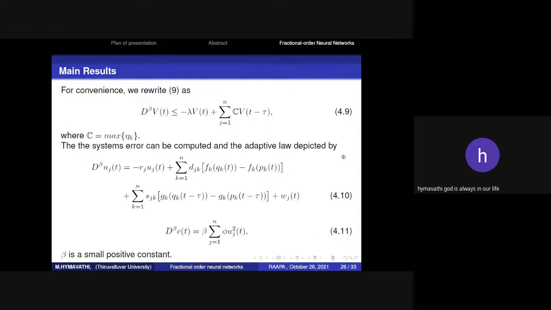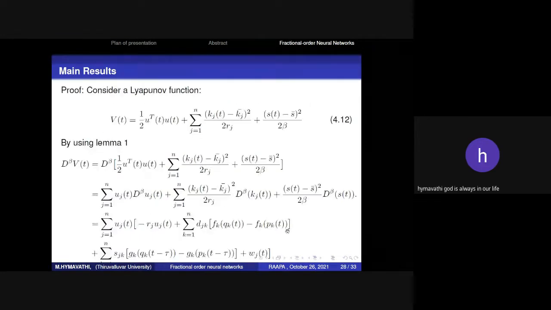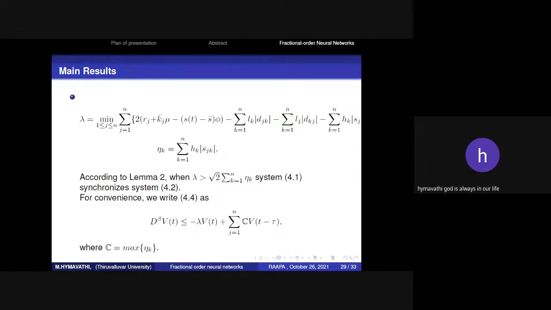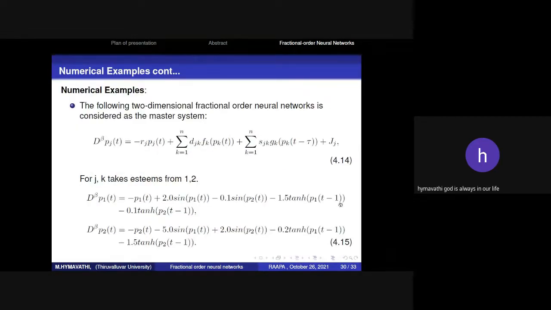Now it is convenient to write like this, and here I have the same error system. In the second theorem, I use the same error system, but I use some adaptive laws: d power beta of c of t equals b beta into summation j equals 1 to n of phi u_j square of t. Now I use the Lyapunov function like this and take the Caputo derivative. Using lemma 1, you can directly substitute the error system like this, and after some simplification we finally get beta k. So if this condition is satisfied, we can say the system is globally asymptotically stable. Then I will discuss the numerical examples.